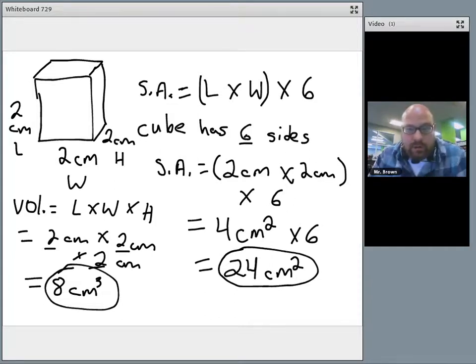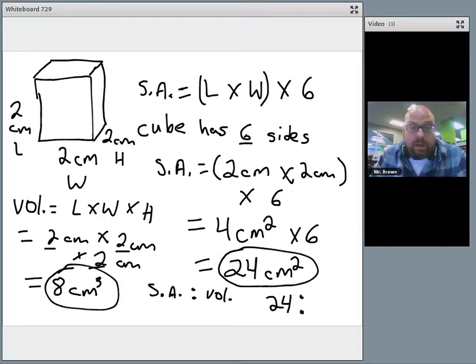Ratios is surface area to volume, which means that for the surface area number, we're going to ignore the units. Ignore centimeters squared and centimeters cubed. Just worry about the numbers. So it's surface area to volume, which means surface area must come first. Volume is the second number, and they are separated by a colon. That's what a ratio is. So surface area, we already know is 24. Volume is 8. So you put a colon there.